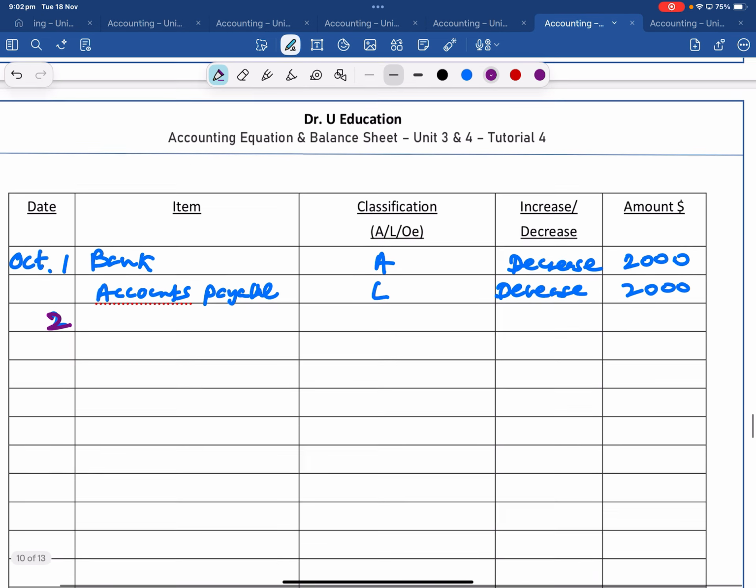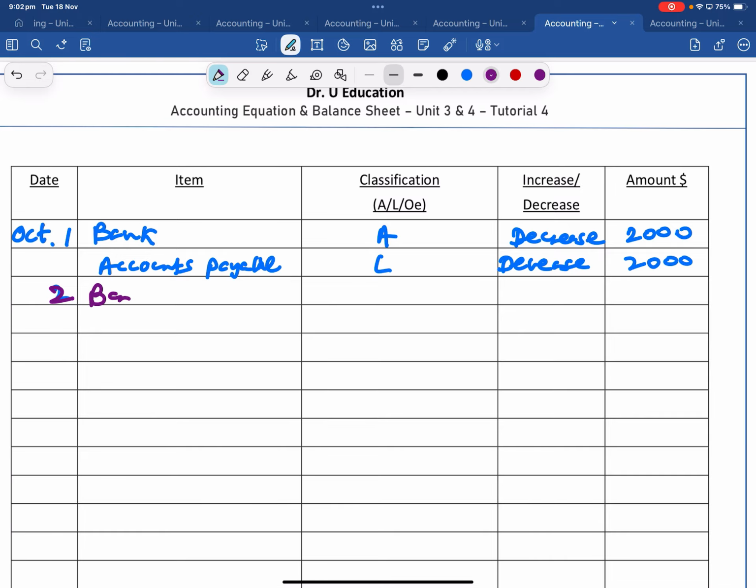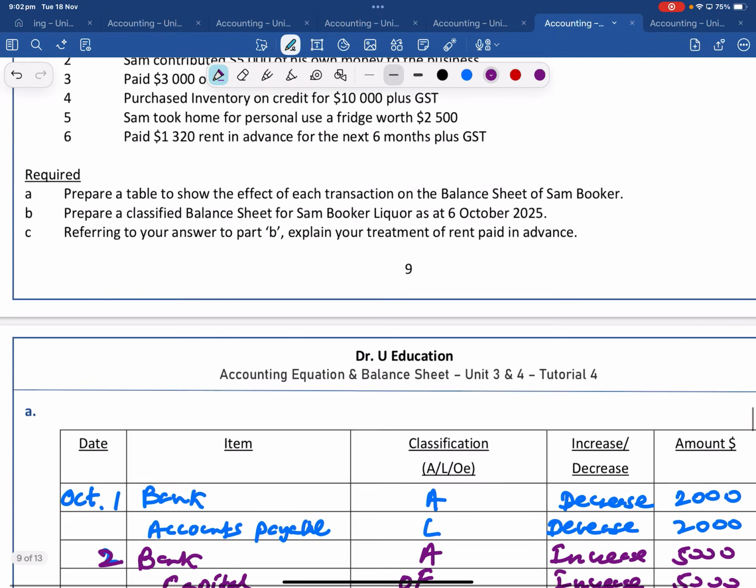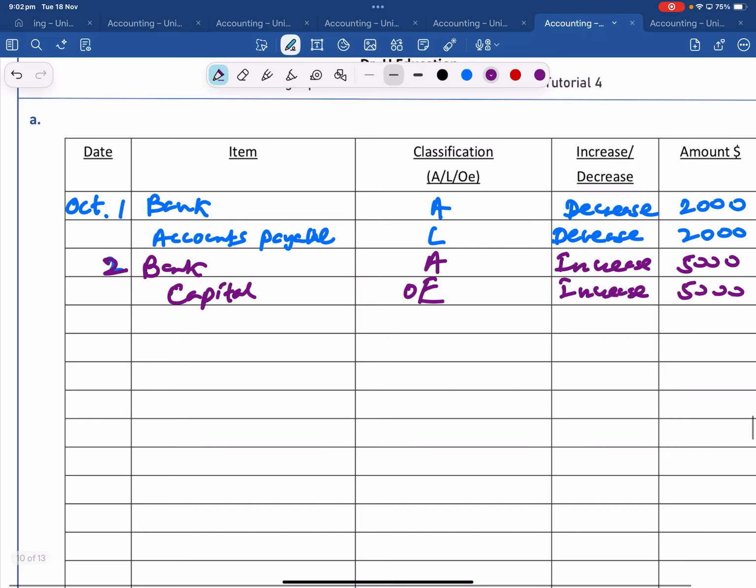Okay, then October 2nd, Sam contributed. So bank, an asset, increases by 5,000, and owner's equity or capital, OE, increases by 5,000. Number 3, pay 3,000 of the loan principal. Third one.